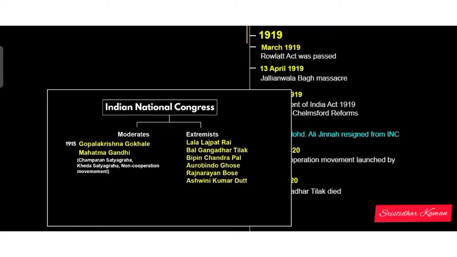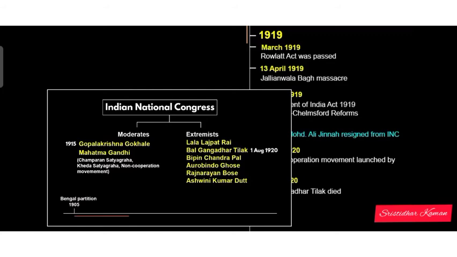The important leaders of the extremists were Bal Gangadhar Tilak, Bipin Chandra Pal and Lala Lajpat Rai. If you remember, the trio were popular as Lal Bal Pal. As I said, Bal Gangadhar Tilak died in 1920. The other two opposed the Gandhian philosophy, but their political career ended by 1920.